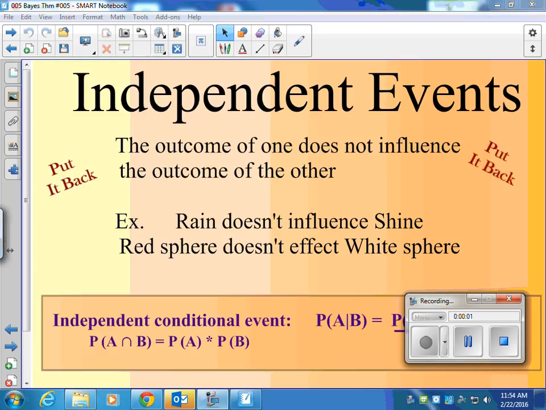So independent. If you're looking at playing cards and someone asked you, what's the probability of drawing two kings? What would you say? Turn to your neighbor and tell them, what's the probability of drawing two kings?